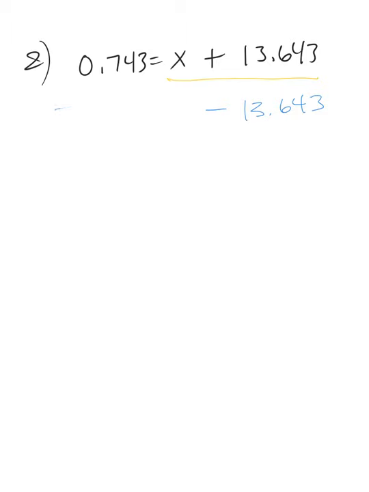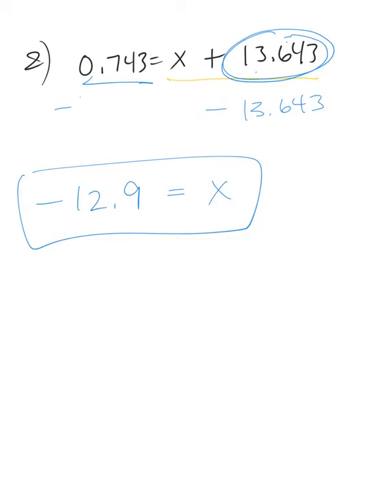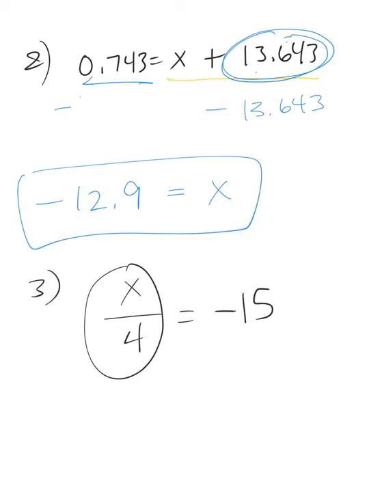12.9, but it should be negative. Negative 12.9, because this guy is bigger than this guy. 13 is bigger than 0, of course. That's why it has to be negative. So then it's negative 12.9. X equals negative 60. This is division, so you do times. So it's x equals negative 60.